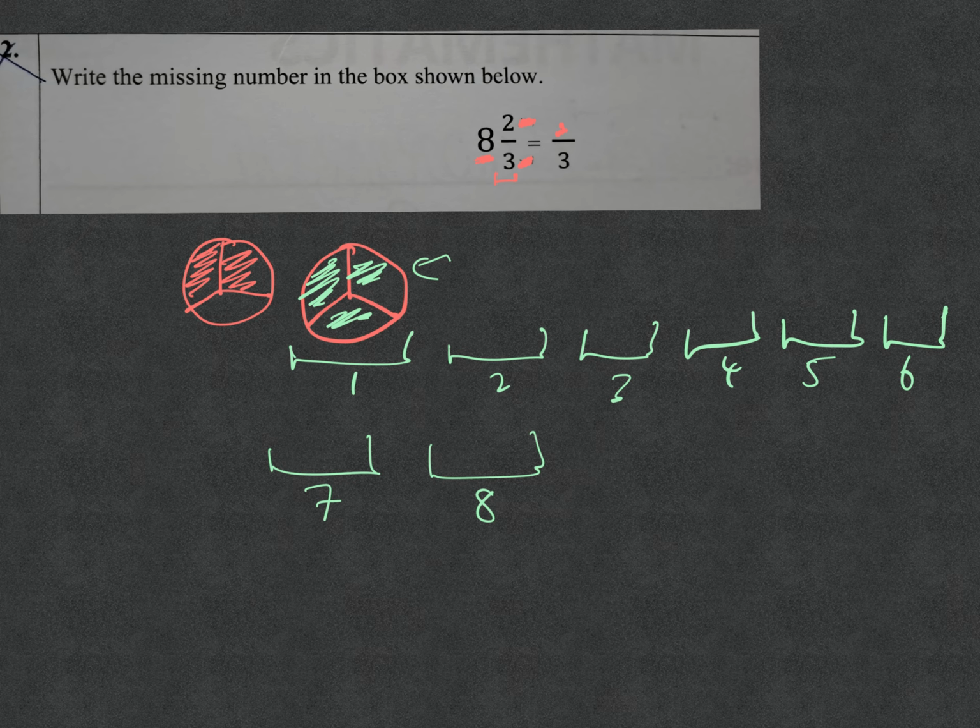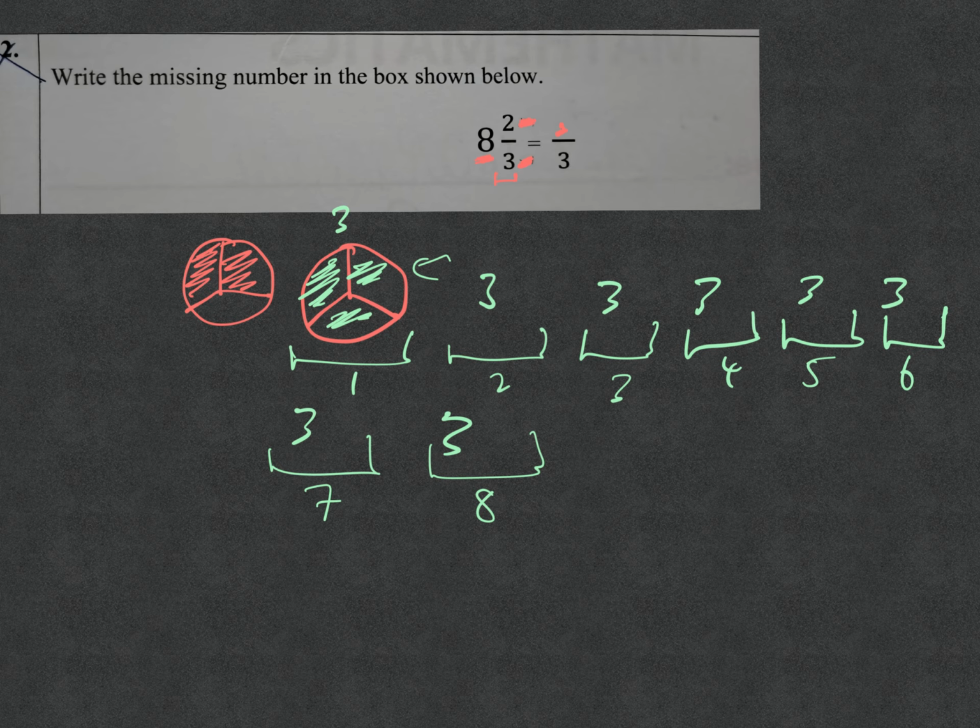So that means 8 of these pizzas would be filled, and each of these 8 pizzas would have 3 slices, right? So this would have 3 slices, this would have 3 slices, this would have 3, this would have 3. So it'll be 3 over 3, 3, 3, 3, and 3.